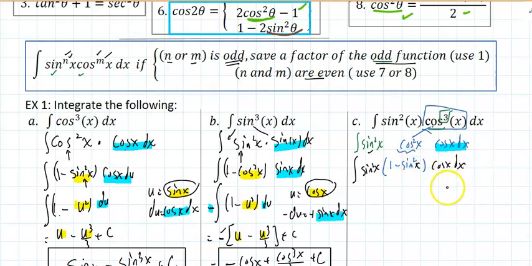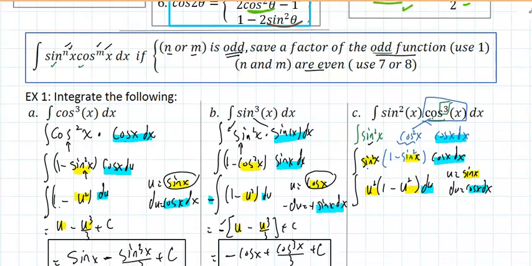Now what? Now I know if I let u equal the sine of x, du is the cosine of x dx. Let's see how this plays. U is going to replace two of these functions. Du is right there. So this is an integral of u squared times 1 minus u squared du.